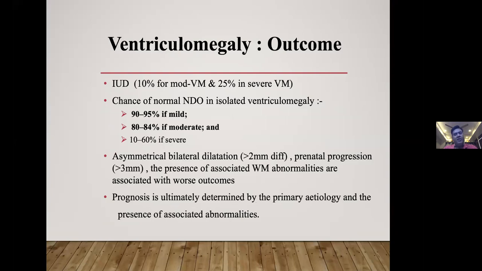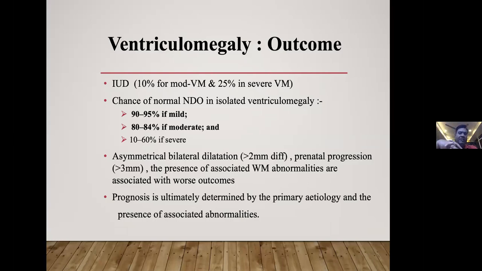What about the outcome of ventriculomegaly? Ventriculomegaly independently is associated with 10% IUDs, mostly those which are moderate to severe. The chance of normal neurodevelopment in isolated ventriculomegaly is as high as 90 to 95% if it is mild, and 80 to 84% if it is moderate. As soon as the ventriculomegaly gets into the severe category, the outcome is bleak, with normal developmental outcome in only 10 to 60% of cases. So in mild and moderate ventriculomegaly, almost 80 to 85% of the babies would be developing normally.